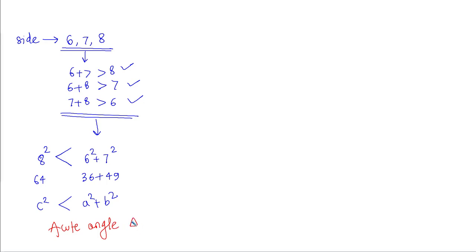Okay everyone, let's do one more example. Let's say the sides of the triangle are 11, 15 and let's take it as 22. First of all, identify whether we can draw this triangle or not.